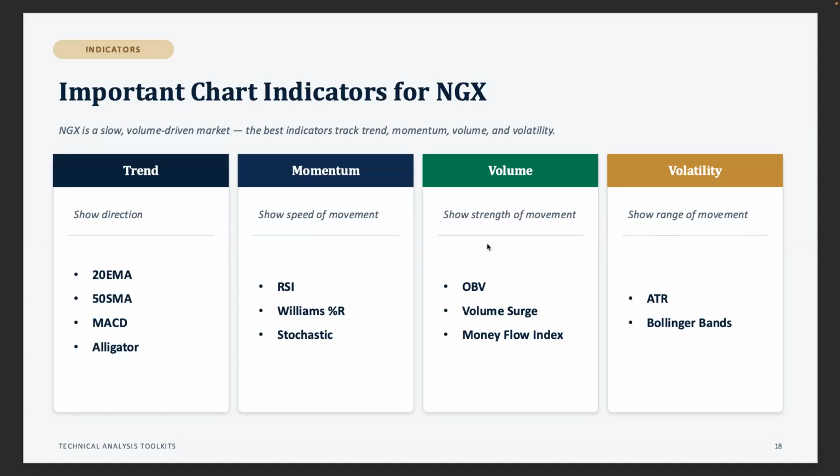We have OBV, which is called on-balance volume. We have volume surge. We have money flow index. These are just indicators to tell you about the volume that is behind that particular stock. Then we have volatility. For volatility, there are other ones, but the two main ones are ATR and Bollinger Bands.